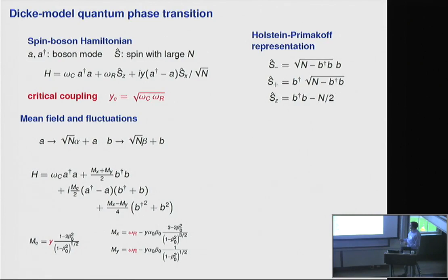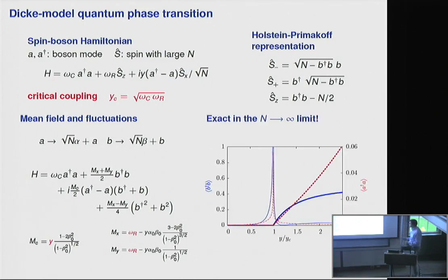You can also notice that the mean field part is shown as a function of the control parameter, which is this coupling. So here is the critical point. The mean field is zero below, and then it goes up.